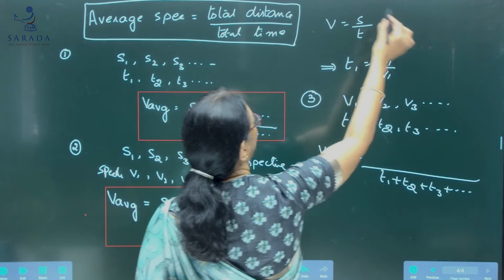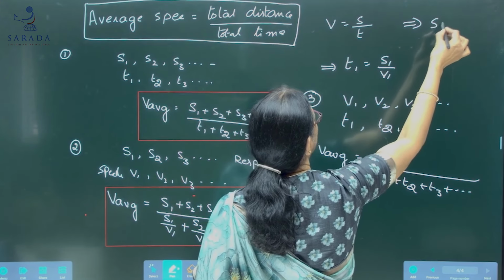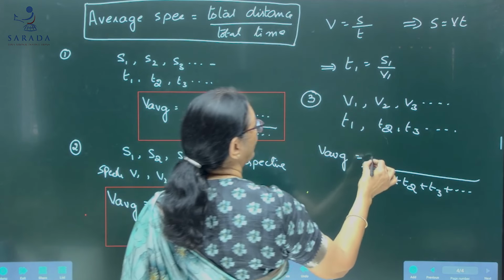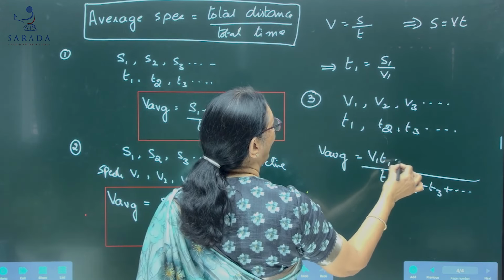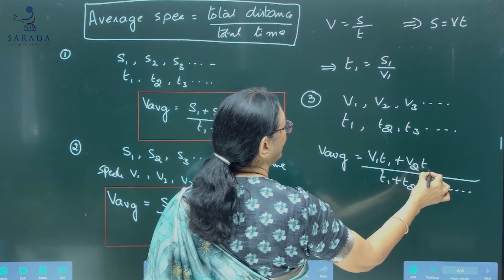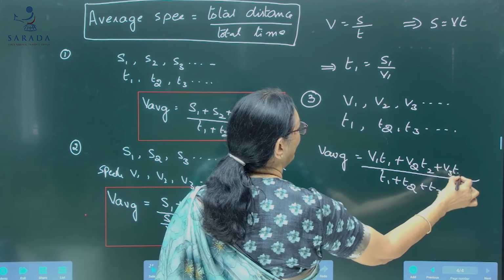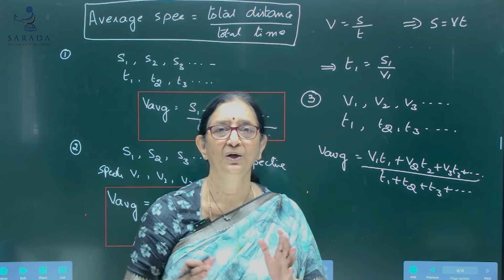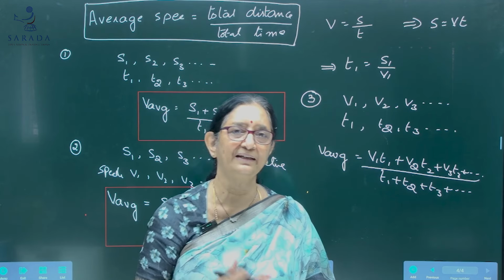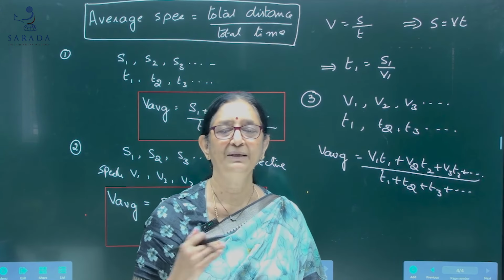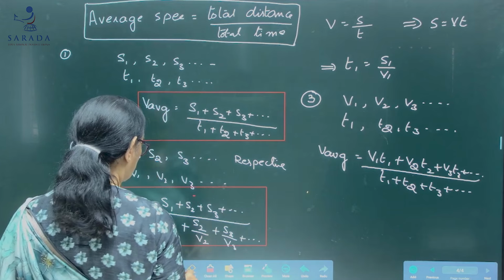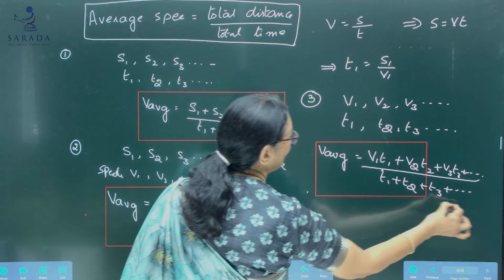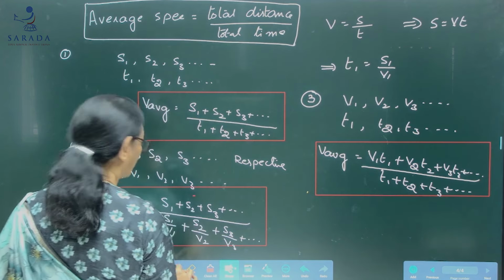So again from this expression, distance is equal to speed into time. So S1 is equal to V1 into T1. S2 is equal to V2 into T2. S3 is equal to V3 into T3, and so on. So average speed is equal to V1 T1 plus V2 T2 plus V3 T3, and so on, by T1 plus T2 plus T3, and so on. So this is how we do the problems based on average speed and average velocity.